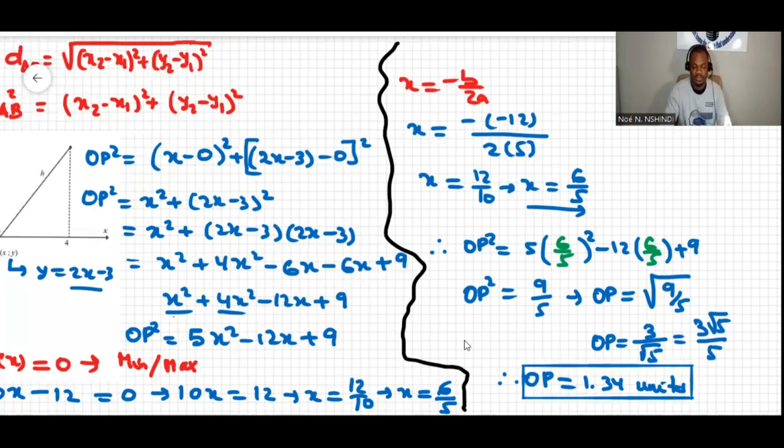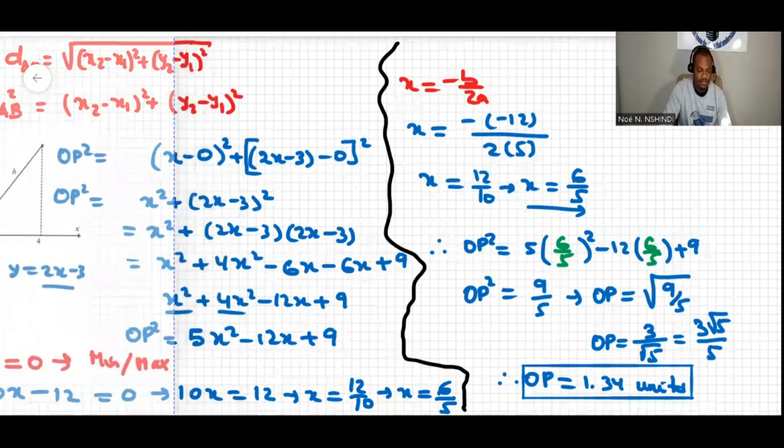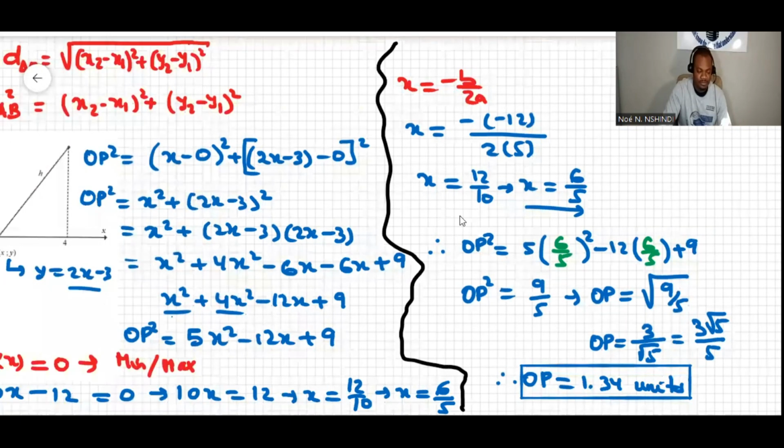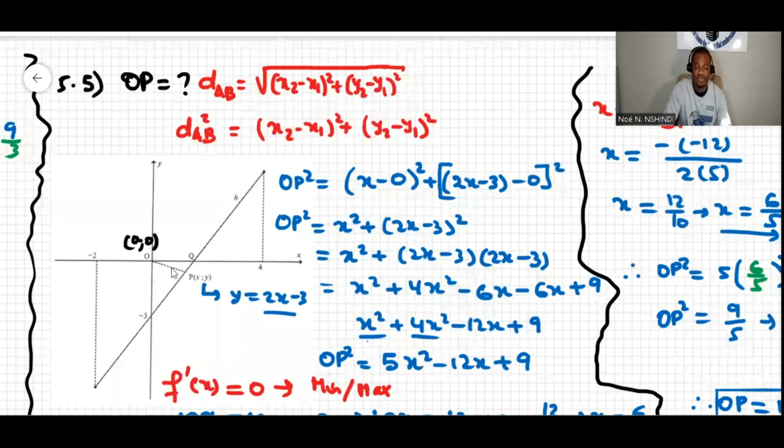Maybe we can also do other ways, like using the gradient formula, because we know two lines. We said that the shortest distance is when these two lines are perpendicular. So we can also use the gradient formula to show that the two lines are perpendicular, and then substitute again in the distance formula to find it. It's also another way of solving this. Okay, thank you.